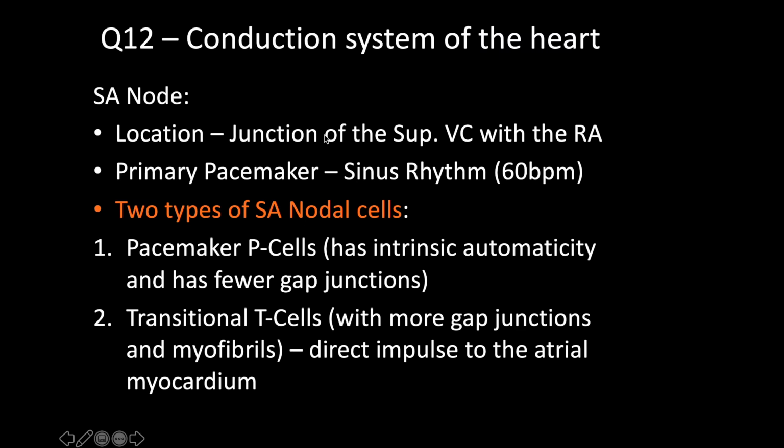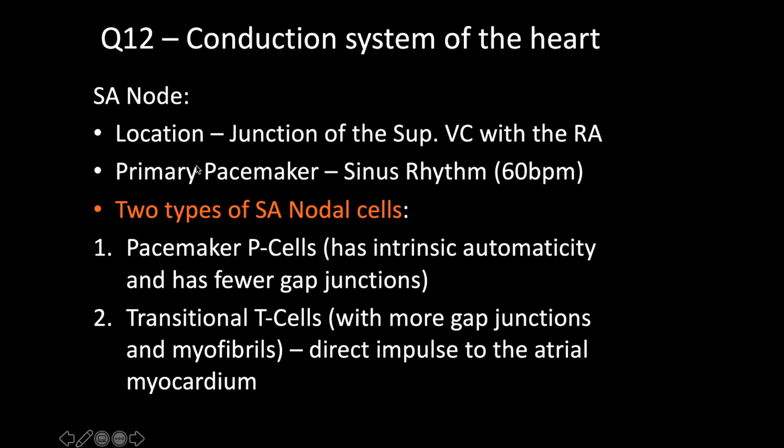So the SA node is the primary pacemaker, located at the junction of the superior vena cava with the right atrium. It sets what's called the sinus rhythm, and the sinus rhythm is between 60 to 100 beats per minute. It's always set only by the sinoatrial node.